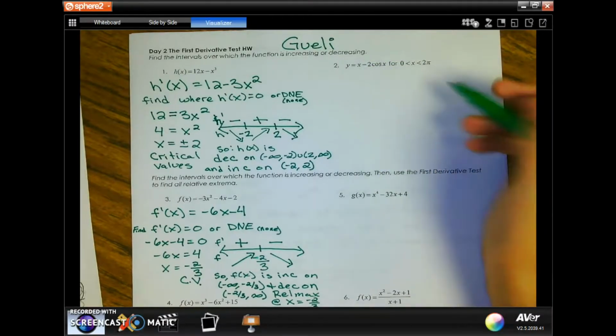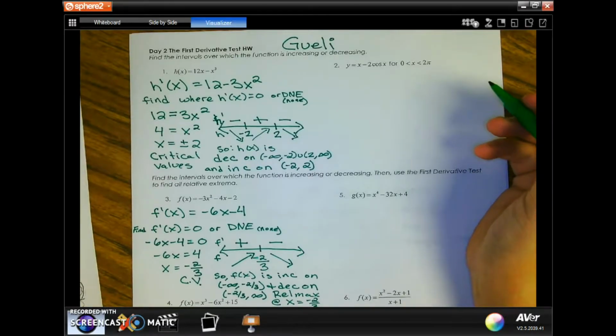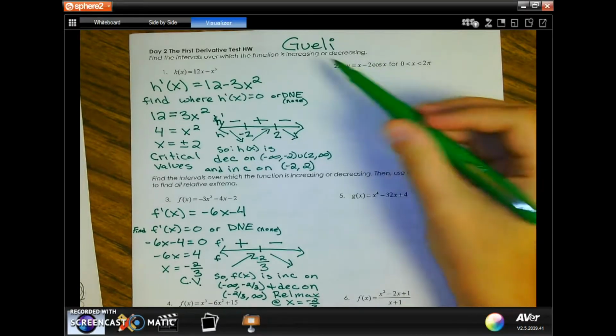Remember, whenever you're working with trig functions, you should be given an interval. So we're working with 0 to 2 pi. And so I want to find out where the function is increasing or decreasing.